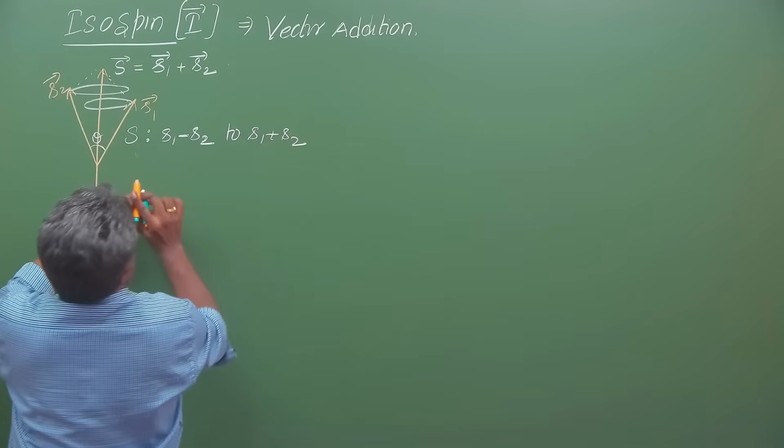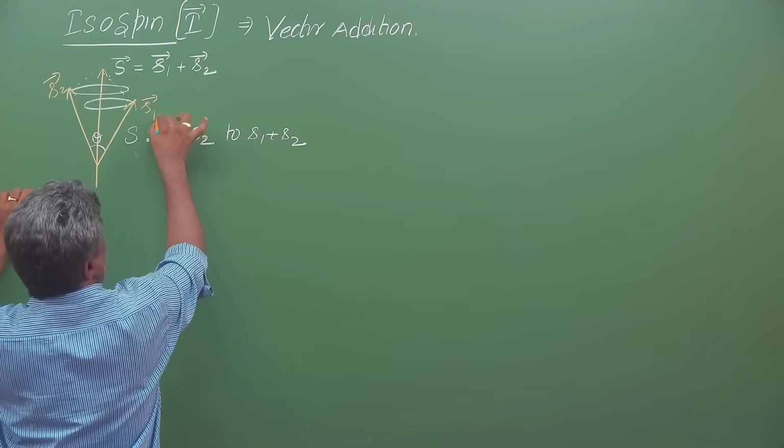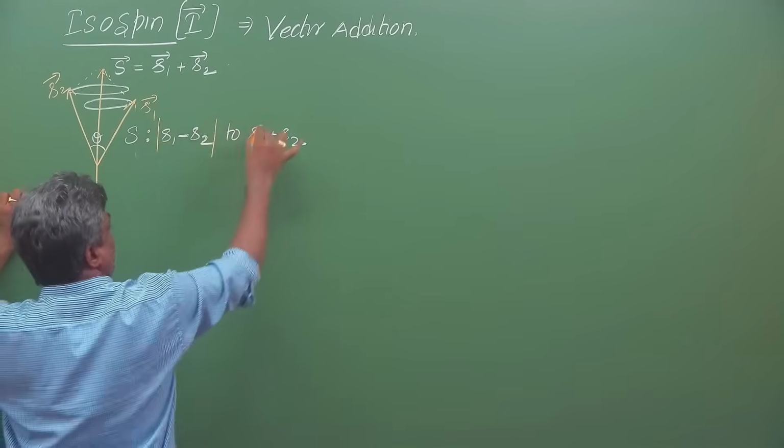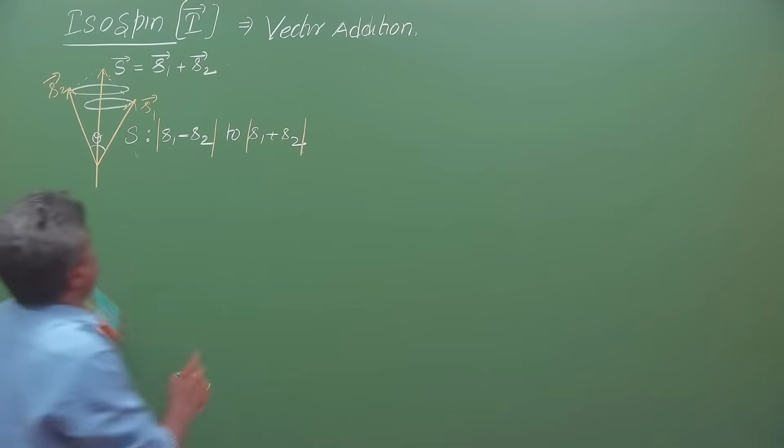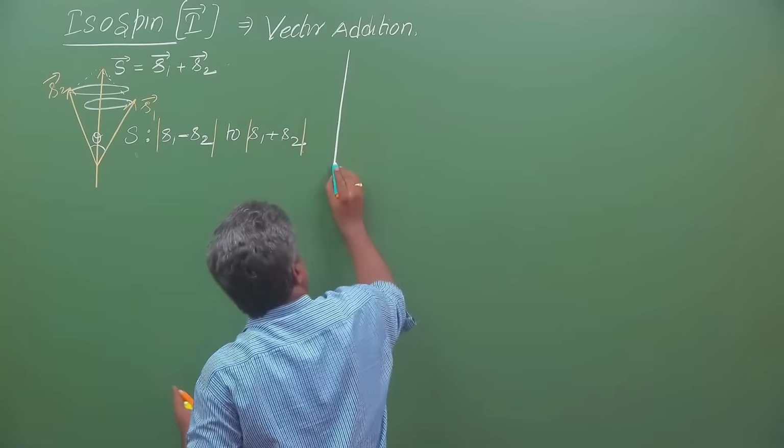But the resultant quantum number should not be negative. That's why magnitude, modulus. Modulus is different, magnitude, modulus. So although you are getting a negative, you have to take a plus. So the same thing, the same way.